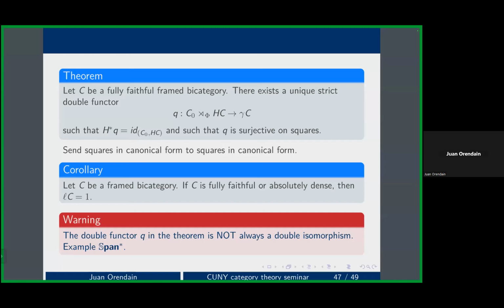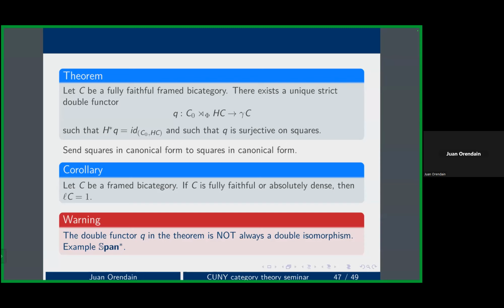And what we get from that is that if C is a frame bicategory and C is fully faithful, we know that the double category on the left of the theorem is of length 1, and we have an absolutely dense double functor from a double category of length 1 into another double category, then the double category on the right will be of length 1. So if C is a fully faithful frame bicategory, then it is of length 1. And the same argument proves that if C is absolutely dense, then it is of length 1.